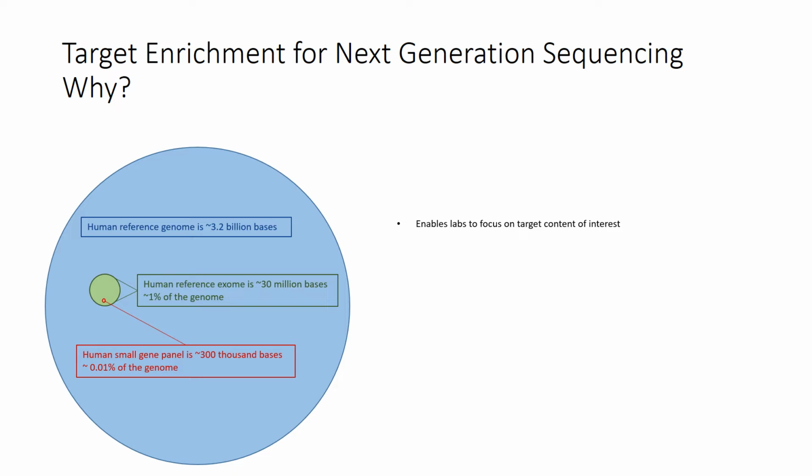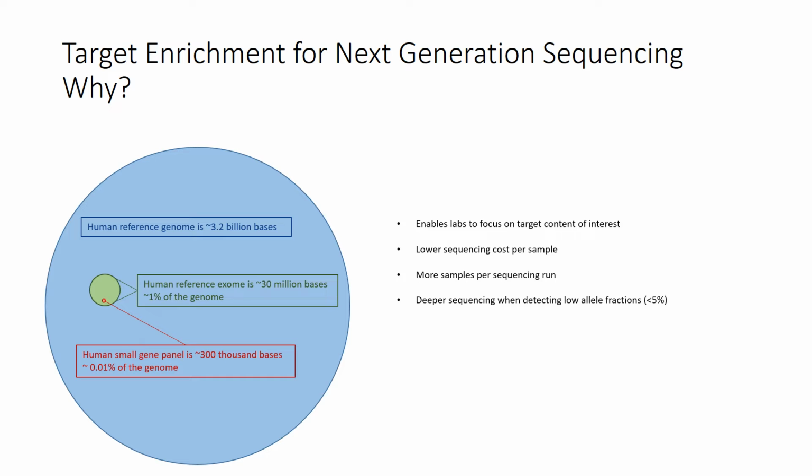So ultimately, it's to enable labs to focus on the target content of interest. It also lowers overall sequencing cost per sample. So, if you're going to sequence the entire human genome, it's going to cost a lot more in sequencing than if you're going to sequence, say, the exome instead. Similarly, it enables labs to run more samples per individual sequencing run, which means you can get more done with a single sequencing instrument.